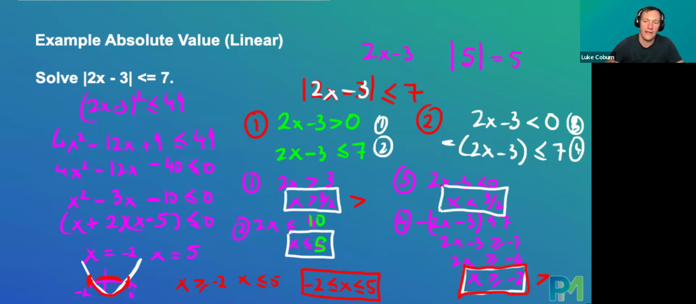So x is less than 3 over 2, but then x is also less than 5. So see, we get the same answer. All right. Now I leave it up to you to decide which of these two methods is the easier one.